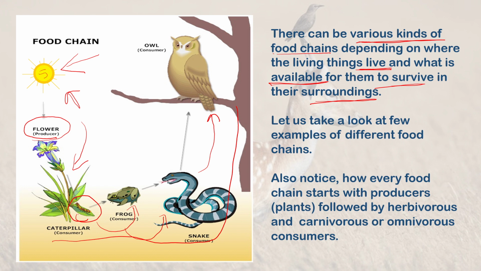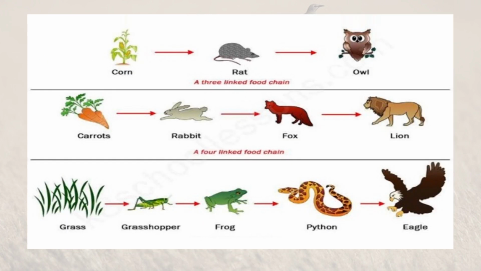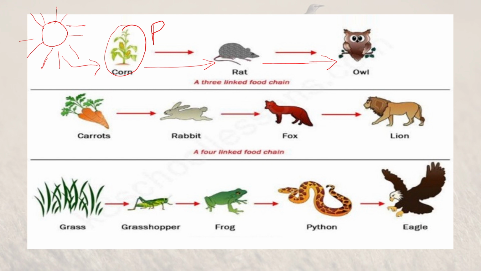Now let us take a look at a few examples of different food chains. Let us take a look at a small food chain. So we all know that there's always a sun, right? This sun gives energy to a plant. The plant is eaten by a herbivore, and the herbivore is eaten by a carnivore. Correct? Now, the plant is called a producer, and after that all animals are called consumers, correct? And the sun is the primary source of energy.